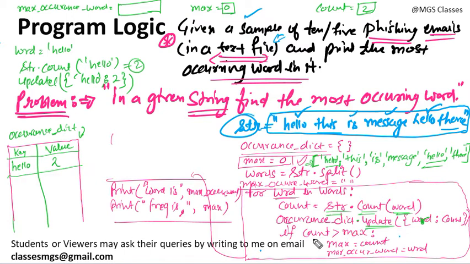Now the next line: if count is greater than max. Max is 0 and count is 2, so 2 is greater than 0. The condition is what? True. So what will happen? Max will become count, so the max value will become 2.